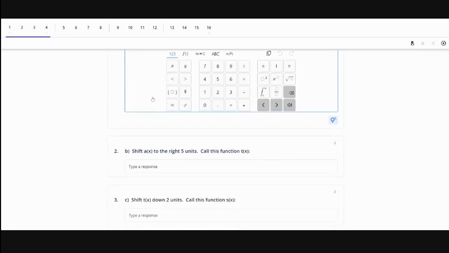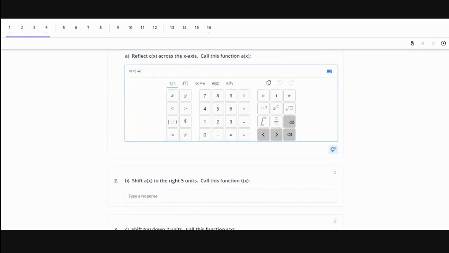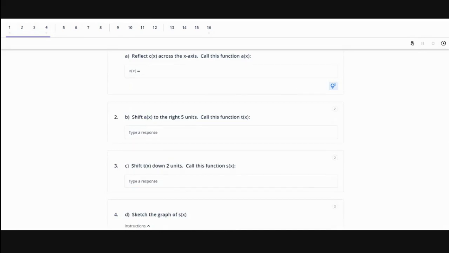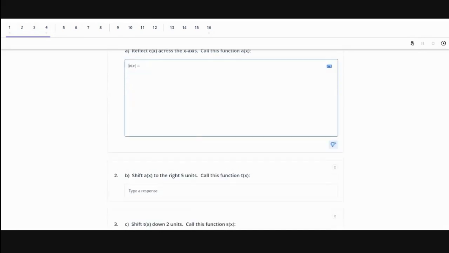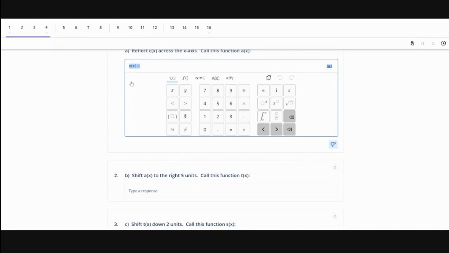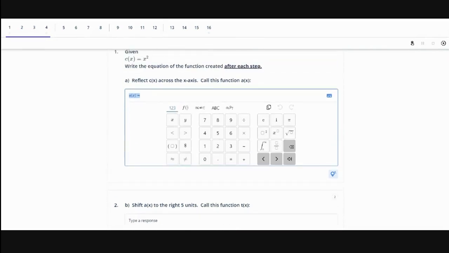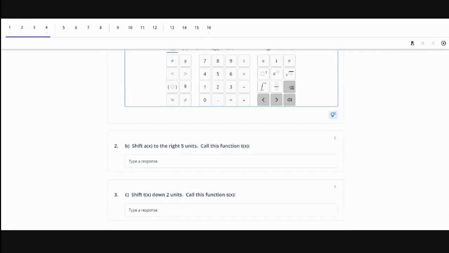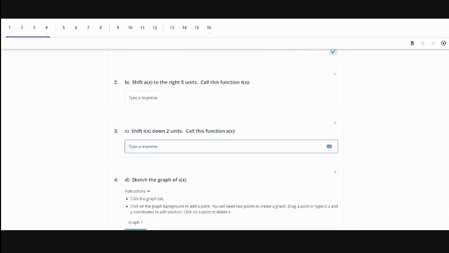Then the next part of this, shift A of x to the right 5 units. A of x is what you just wrote. So you would take the equation you wrote and shift it right 5 units. You need to make whatever modifications to that equation that would make it shift right 5 units. And then you call that one T of x. See T of x right there.